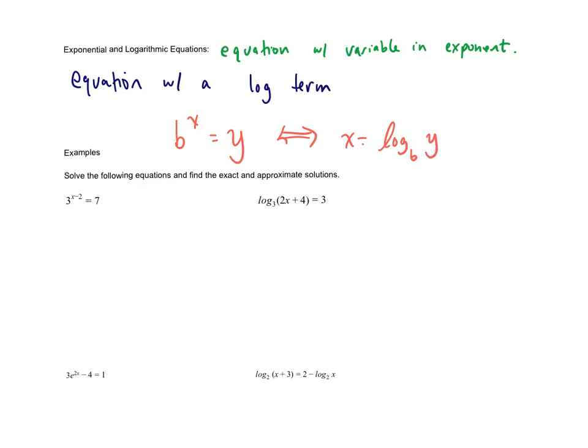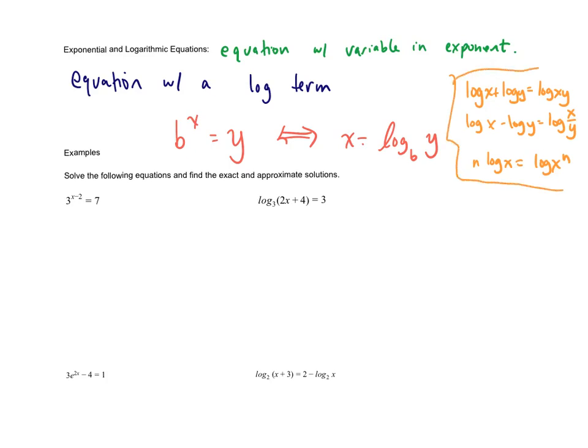We'll also take advantage of some of our old log properties. If you remember the log properties, we have log x plus log y equals log of xy. The log of x minus log y is the log of x divided by y. And then we have n log x can be written as log of x to the n. These are all pretty important log properties that you learned before. We will use these, maybe not so much in these problems, maybe on a couple of them, but we'll definitely use them throughout the course.